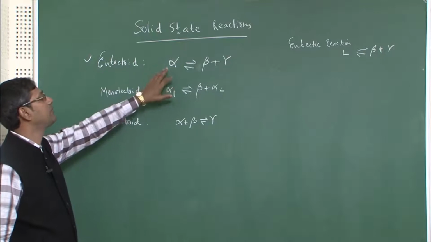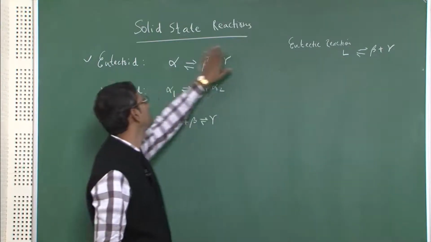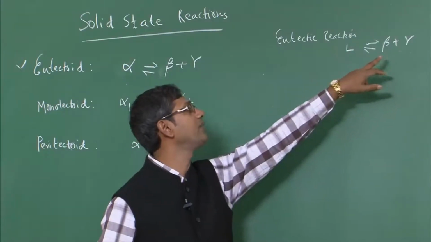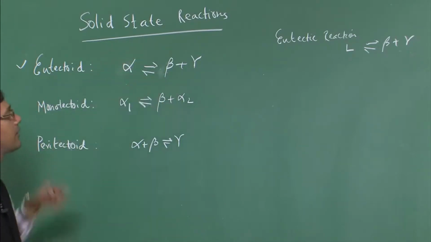Okay, that is the difference between these two. So if you understand this reaction nicely, you can understand this reaction also. The difference is that here liquid is transformed into two solid phases, but in this case a solid phase is transformed into two other different types of solid phases. Okay, next important reaction is the monotectoid reaction.